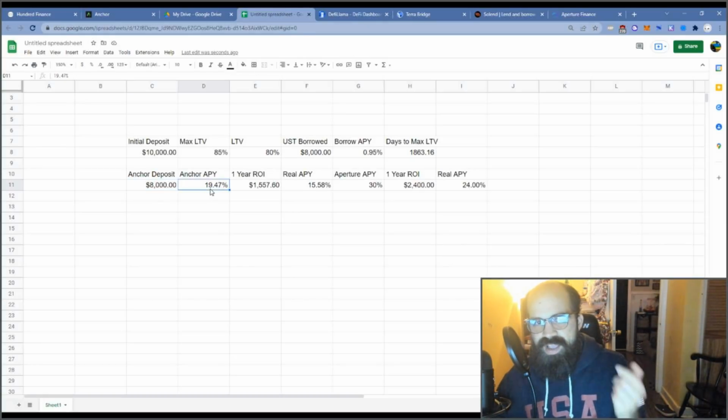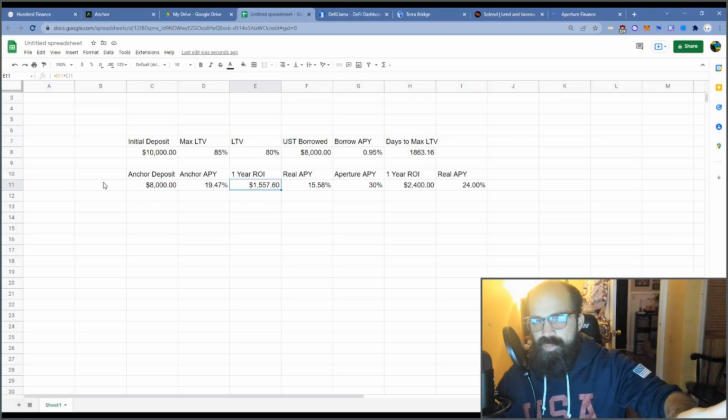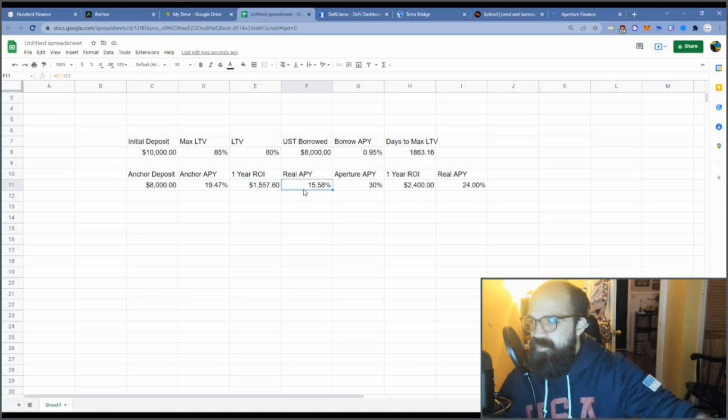So anchor deposit, let's just assume it's like $8,000. Your anchor APY is 19.47% APY. So your 1 year would be 1,557. That's what you would expect to get after 1 year of an $8,000 deposit. Really, really good, right? Imagine a bank doing that. So your real APY is going to be 15.58%. What that is, is just this number divided by your initial deposit. So 1,557 divided by 10,000 gives you this 15.5%, right? So that's what you're actually getting on your initial. You're getting 15.5% on your initial.